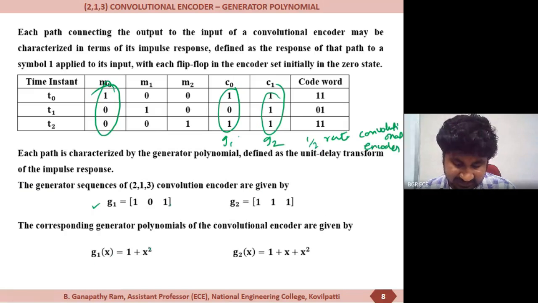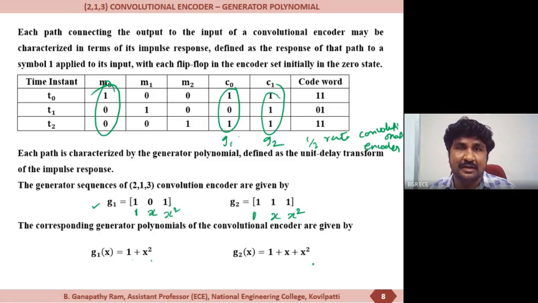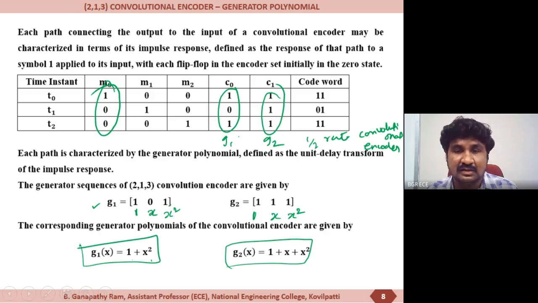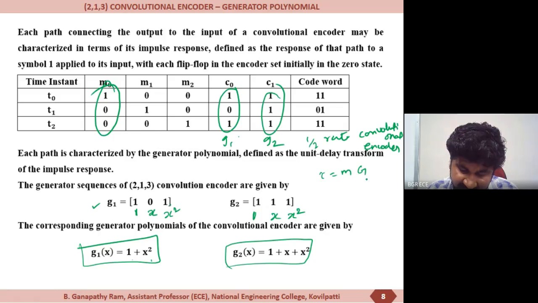Hence, the corresponding generator polynomials are determined as G1(x) equal to 1 plus x squared, because the constant term is scaled by 1, x is scaled by 0, x squared is scaled by 1. Similarly, in G2, the constant is scaled by 1, x is scaled by 1, x squared is scaled by 1. So we can write the corresponding generator polynomials as shown here. Moreover, we know that C is equal to m into G. We can represent this as m0, m1, m2.